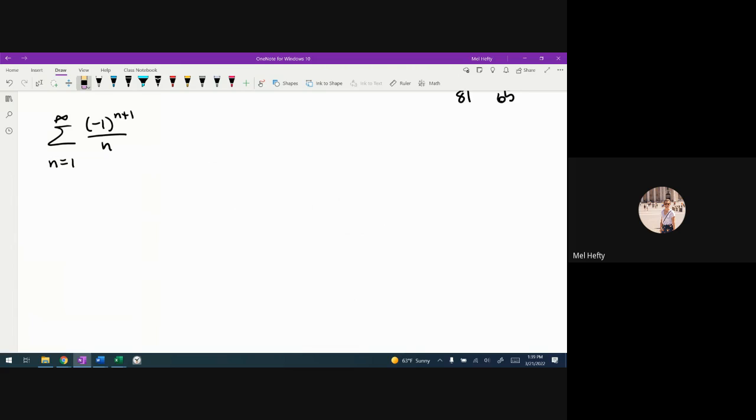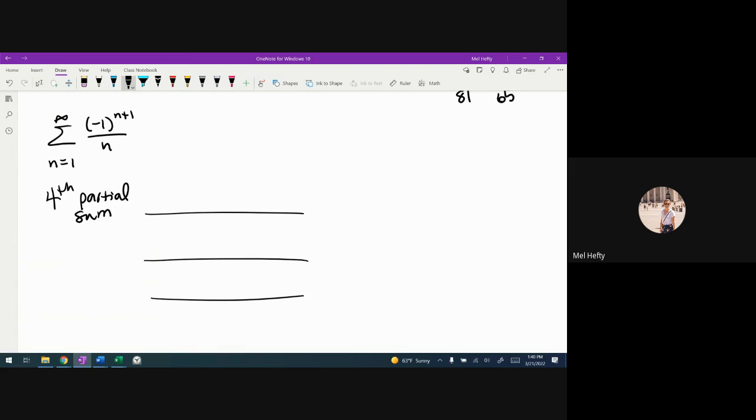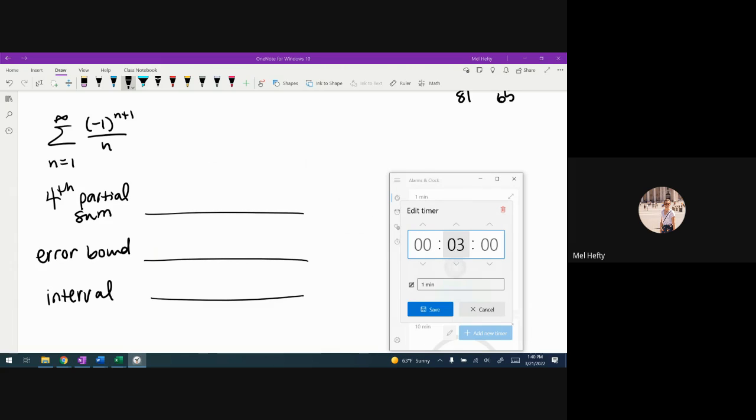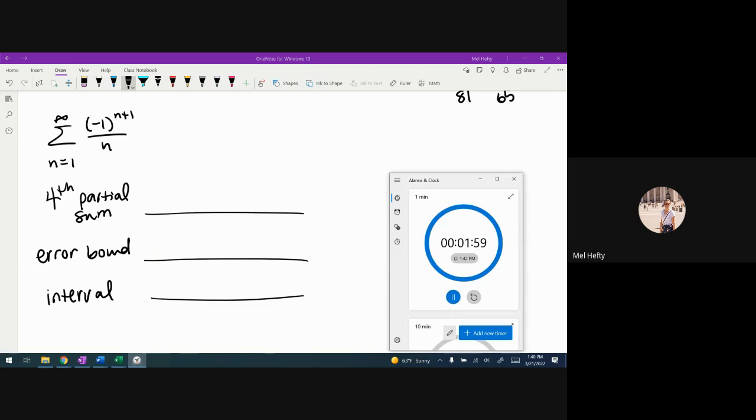All right. So the next one, this is the one with the 3 blanks. So I want the 4th partial sum, the error bound, and the interval. I'm going to give you a couple minutes to think about that with your neighbors. Then I'll come back.